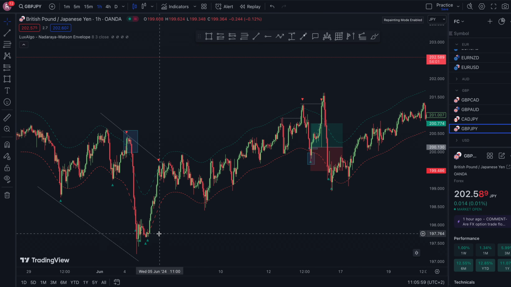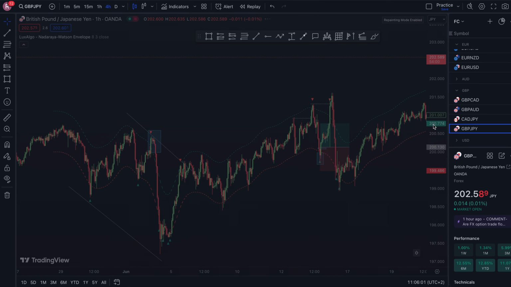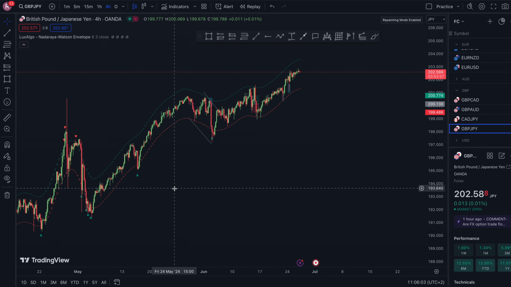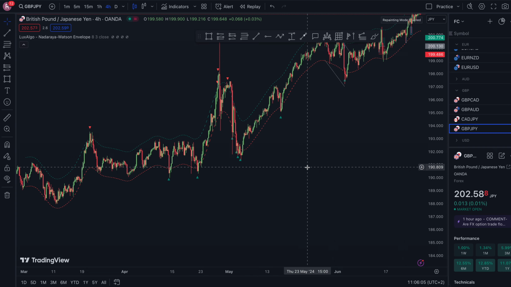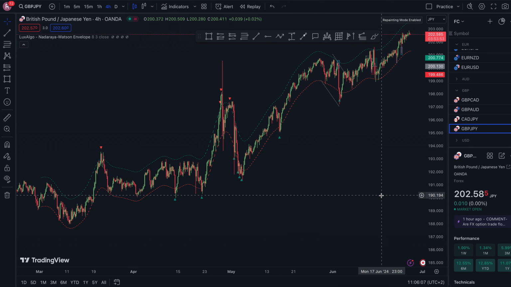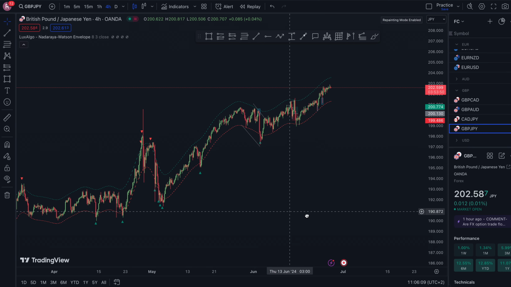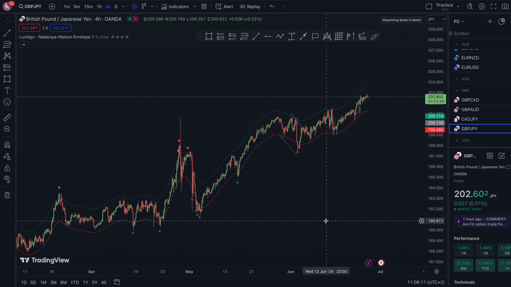But one thing you do notice is that the GBP JPY is a very bullish market. It is very bullish. It trends a lot. So yeah, man, take advantage of it.